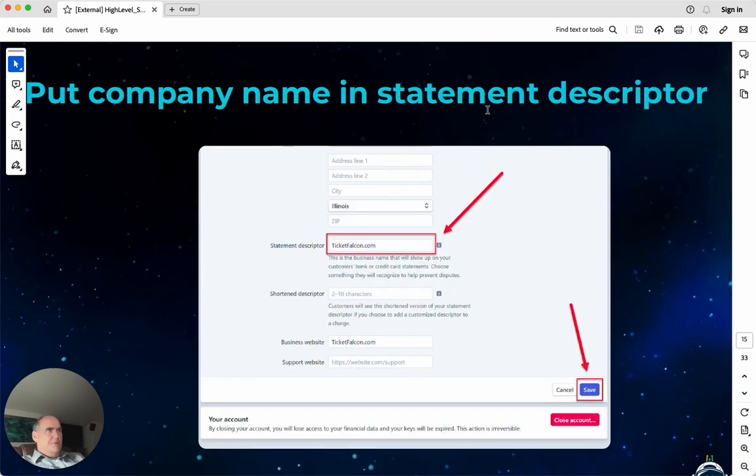Another thing they say is to put a company name on the statement descriptor so that you are clear who that is, because I see things on my credit card, and I'm like, I don't know what that is. And then you end up chasing it down or disputing it. So be sure you're clear what it is that you are showing up as on the bill.